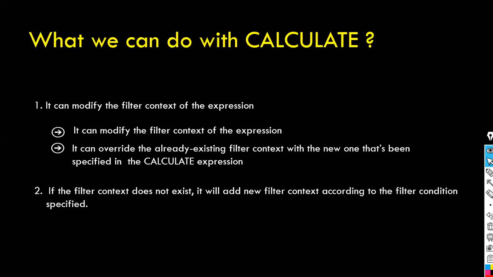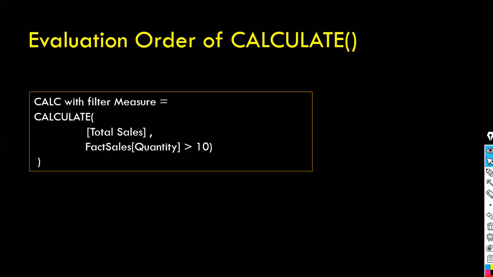So what all can we do using CALCULATE? It helps us modify the filter context. It can override the already existing filter context with the new one specified in the CALCULATE expression. If the filter context does not exist, it will add a new one. With this, you can add a new filter context, modify the existing filter context, and evaluate the expression.